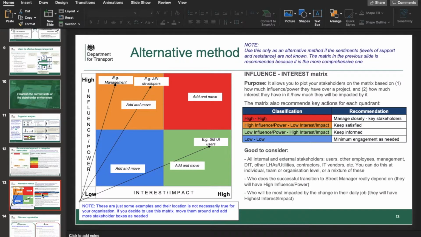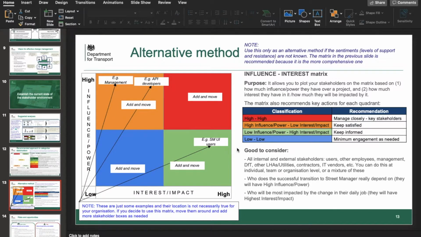If you do not know the sentiments of your stakeholders, then you can also use an impact influence matrix. The same principle applies here as the previous matrix. The difference here is instead of identifying their support, you determine how much impact the change has on them. For example, here we've got the Street Manager UI user.